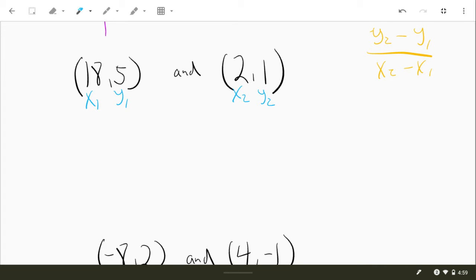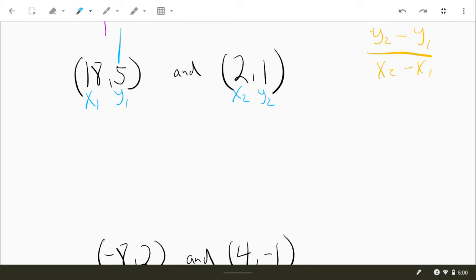What is important is that if you do 1 minus 5 on top, then you need to do 2 minus 18 on the bottom. You don't want to just subtract them willy-nilly. You want to make sure that you do the right order. So if you were to do 5 minus 1, then you would need to do 18 minus 2. So the order there matters.